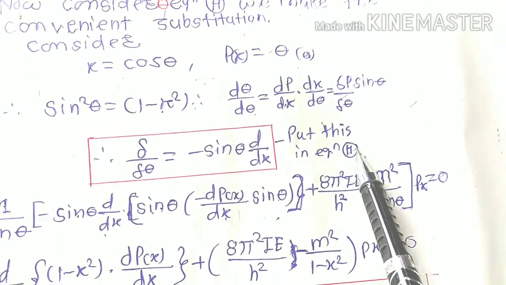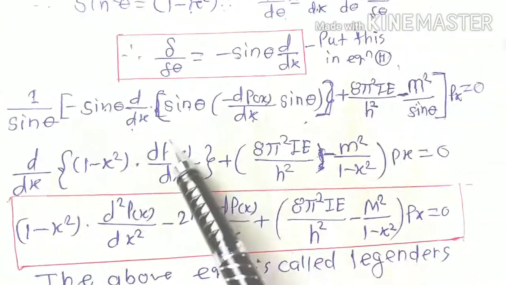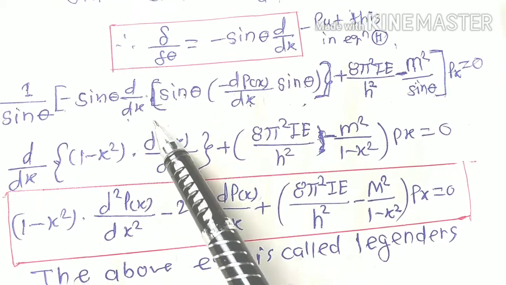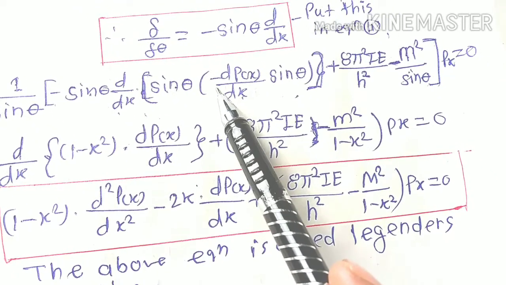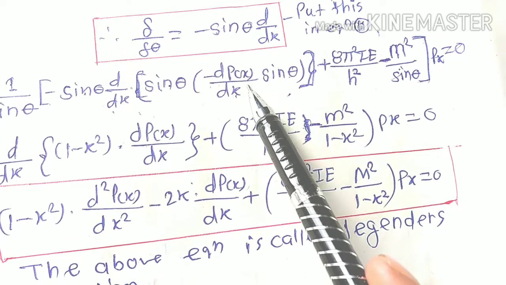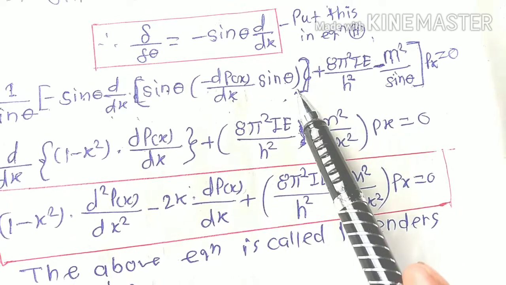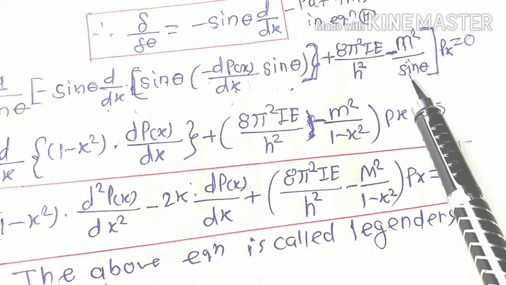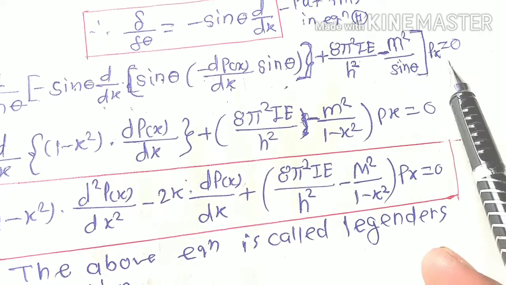We get the next equation: (1/sin θ)(−sin θ d/dx)(−sin θ dP/dx) + (8π² I E/h² − m²/sin²θ) P(x) = 0.